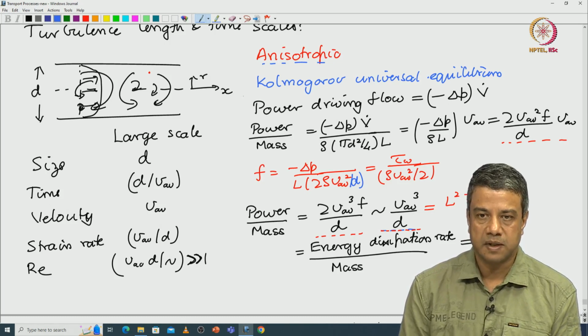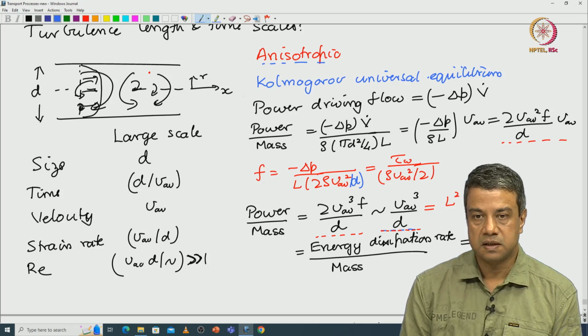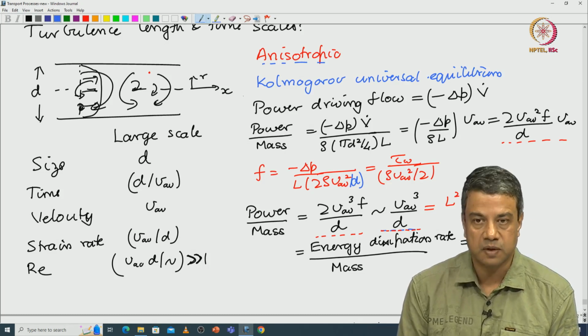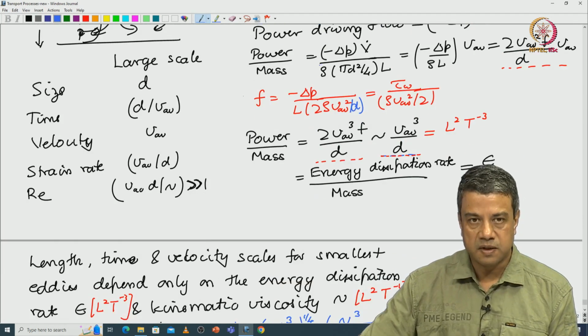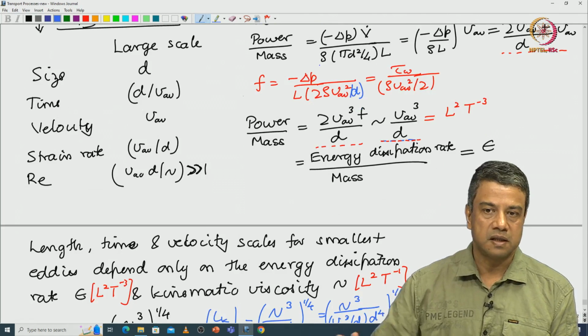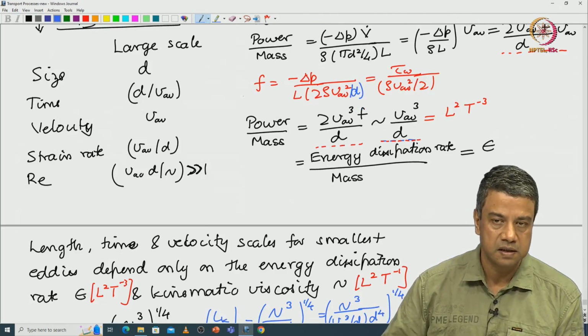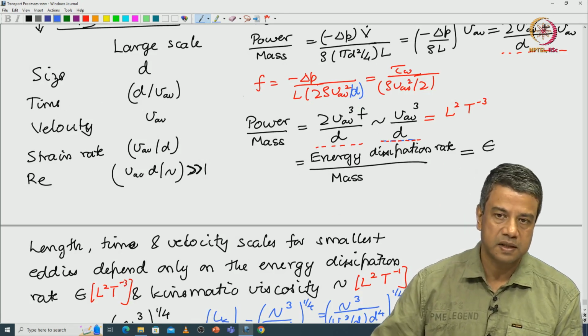velocity and the diameter. It can be derived only from the consideration that the energy dissipation rate has to be equal to the power input per unit mass at the large scale. The small scales have to dissipate all the energy, otherwise you will not have a steady flow, the flow will continually accelerate. Therefore, the smallest eddies have to dissipate all of the energy that is put in at the large scale.